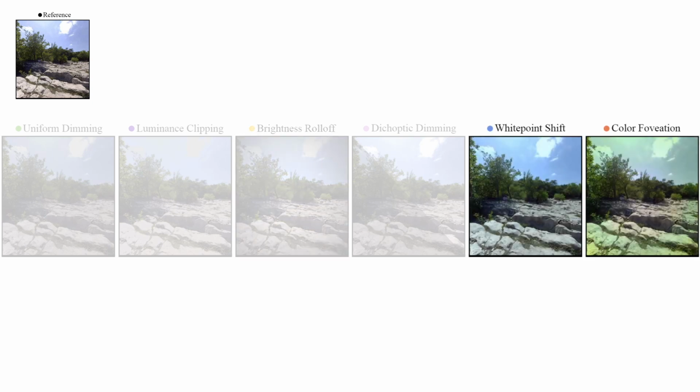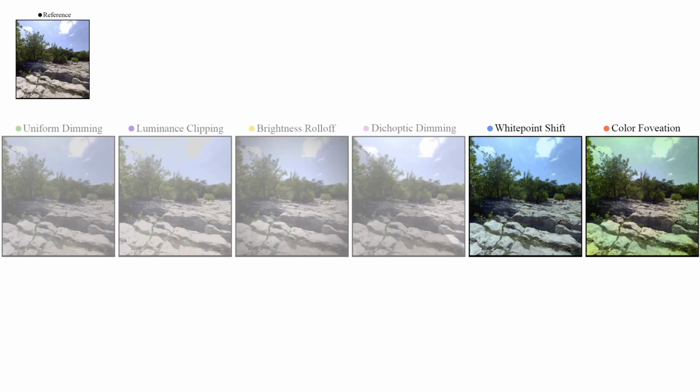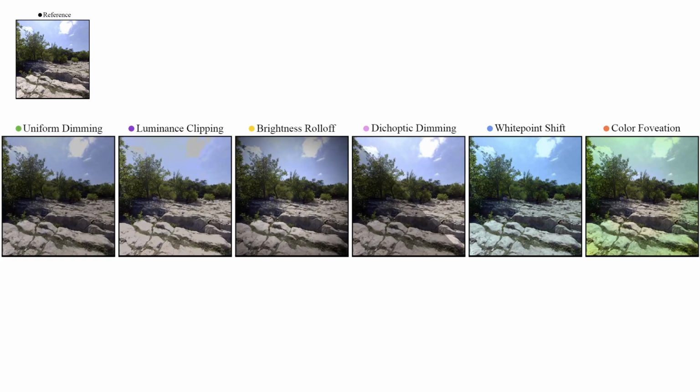Color remapping methods were also studied, such as white point shift, which modifies the display white point power optimally, and color foveation, which applies more aggressive color modulation in the periphery. We set out to study how applying these methods to images affects their perceived quality.